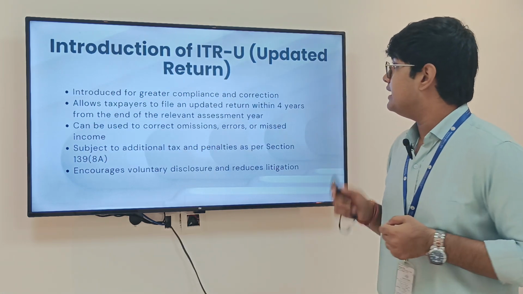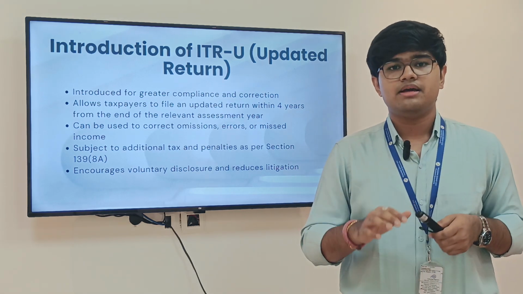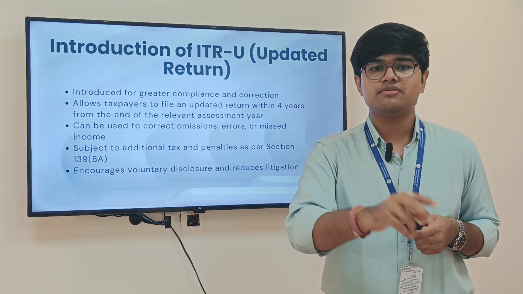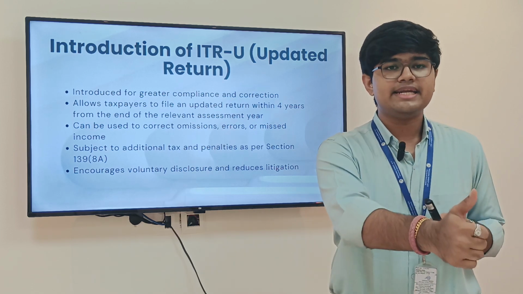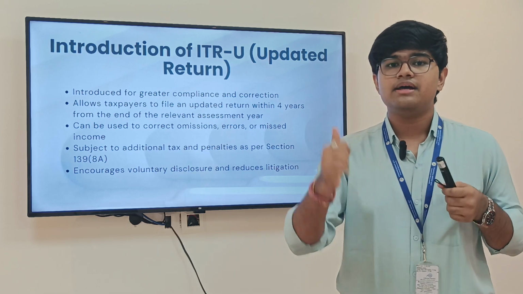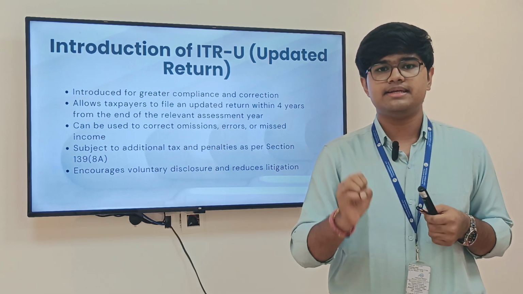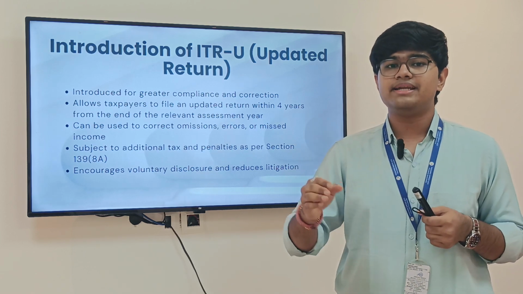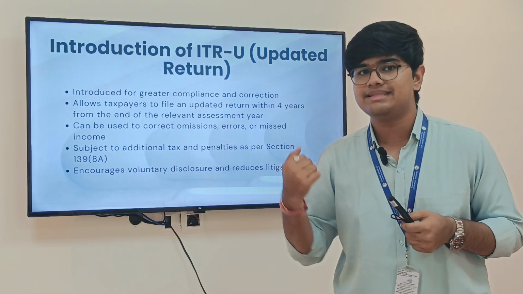The next change is introduction of ITR-U, that is updated return. Previously, updated return could be filed only within 2 years from the end of the relevant assessment year. So if your assessment year was say 2020-21, you could file ITR-U only for the next 2 assessment years, that is 21-22 and 22-23. But now you can file it within 4 years from the end of the relevant assessment year. So what does that mean?